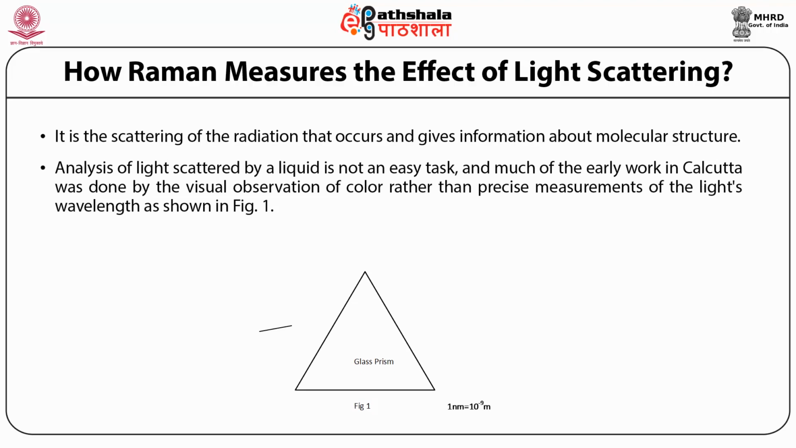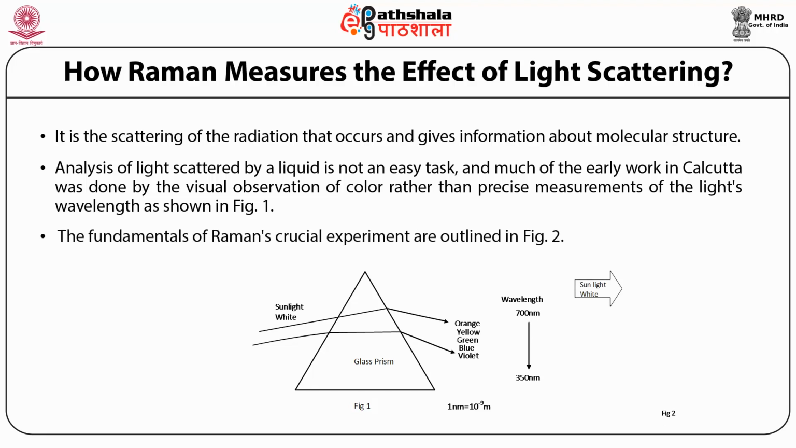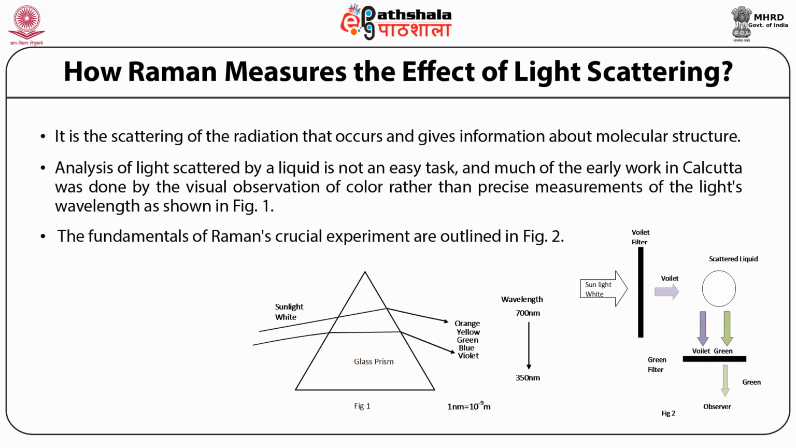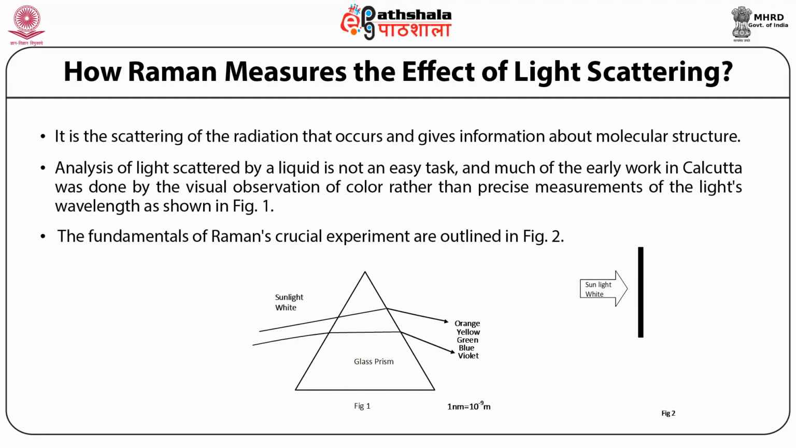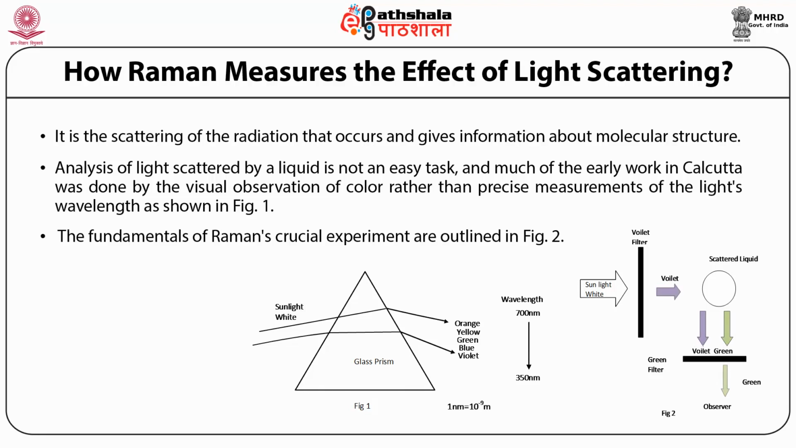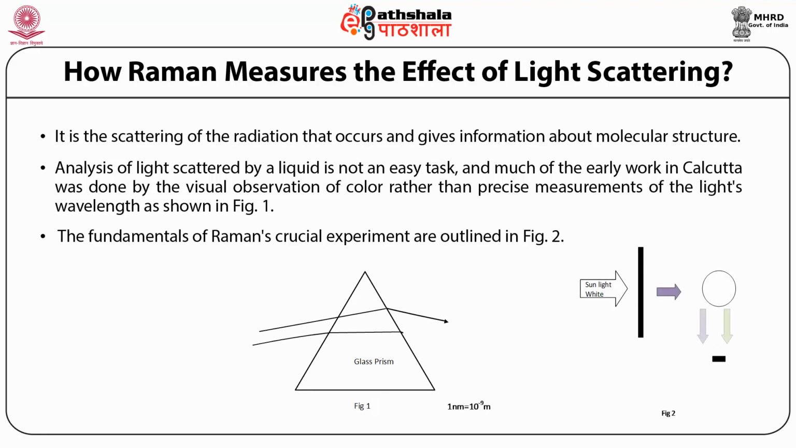Analysis of light scattered by a liquid is not an easy task, and much of the early work in Calcutta was done by the visual observation of the color rather than precise measurements of the light's wavelength, as has been depicted in the figure. The fundamentals of Raman's crucial experiments have been outlined in figure 2. There are various components. The main is the sunlight, then it is filtered using the violet filter, then there is a scattered liquid, and the observer, the green wavelength filtered through the green one.